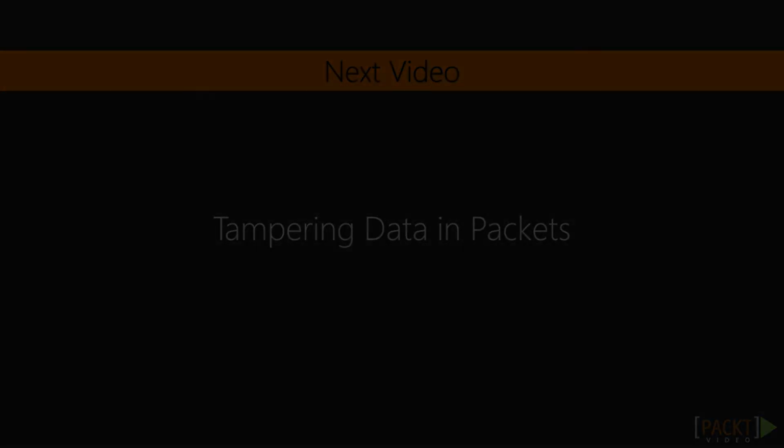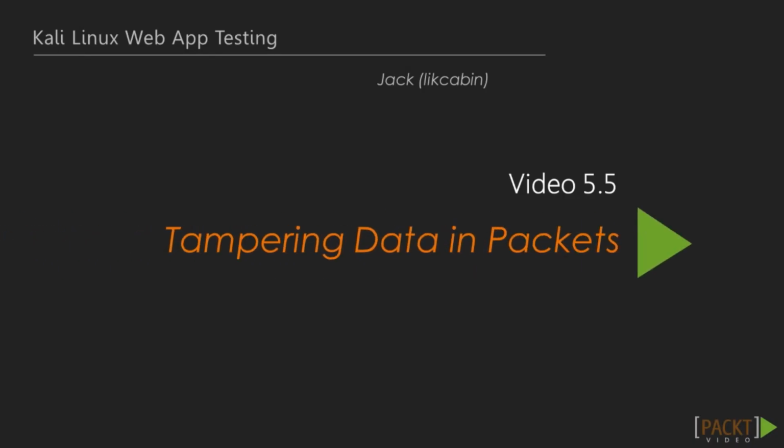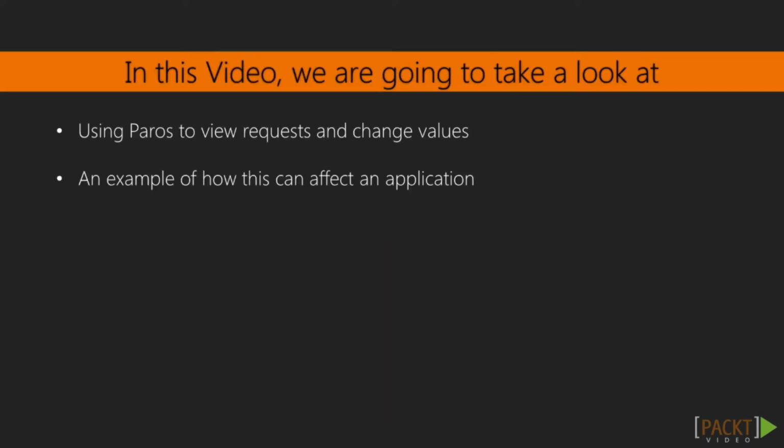Hi guys, in the previous video we looked at information disclosure and how important that can be to us. In this video we're going to be tampering with data in packets, and basically we're going to be using Paros to view requests and change values, and we're also going to have an example of how this can affect an application. In our instance it's going to be average shop script.